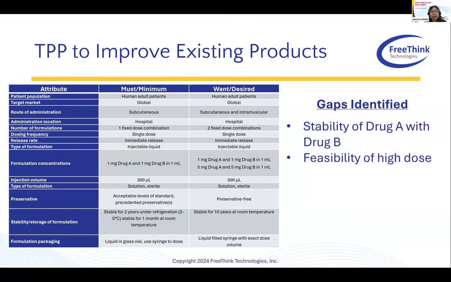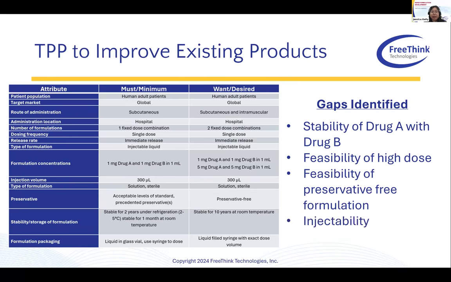So other considerations that we talked about were the feasibility of high dose forms, the feasibility of a preservative-free formulation, the considerations for the injectability of the formulations, and then considerations for the product stability and packaging. So all of these would need to be addressed in the research plan that follows the development of this TPP.